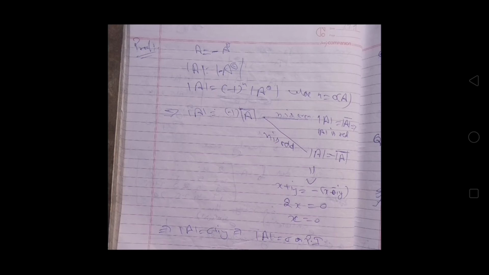If n is even, then determinant of A will be equal to conjugate of determinant of A. It implies that determinant of A is real. If n is odd, then determinant of A will be equal to minus of conjugate of determinant of A.